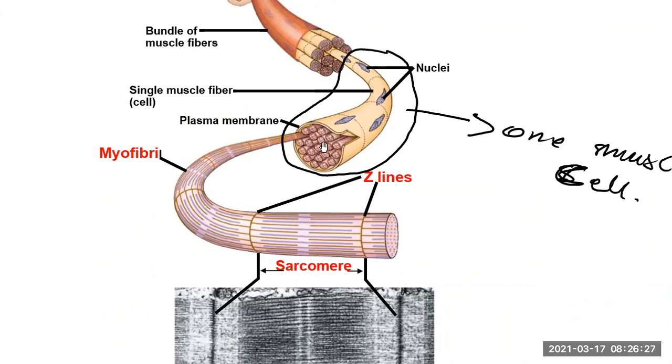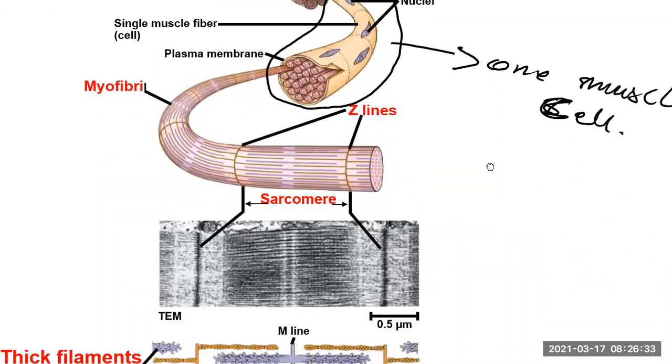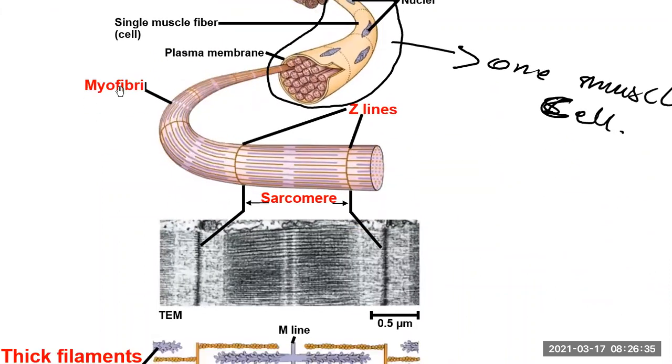And inside it, you can see the bundles of myofibrils. Myofibrils, don't forget the names. The myofibrils are arranged as units. Every unit is called a sarcomere. Okay. What is this between every two lines? This is called a sarcomere. This is a unit of the myofibril.